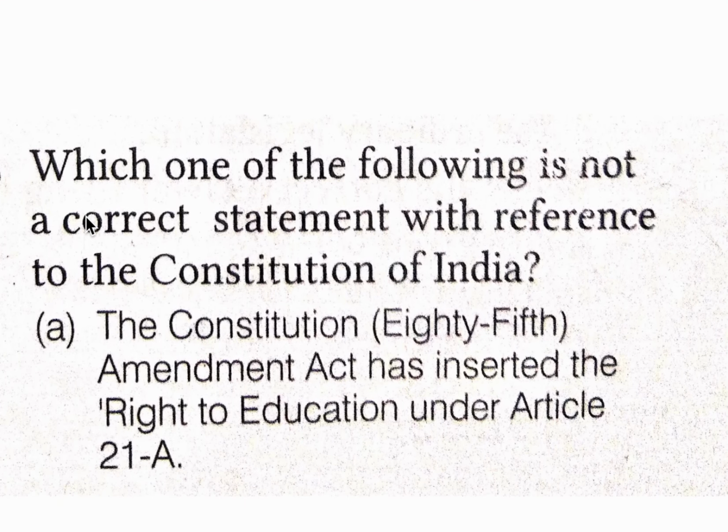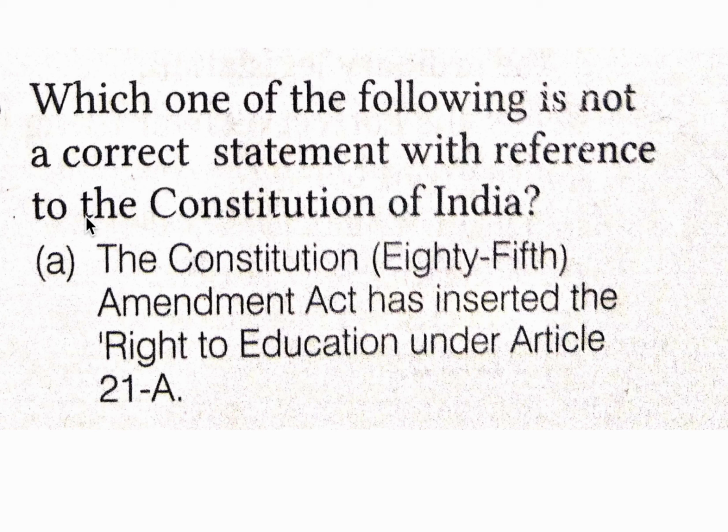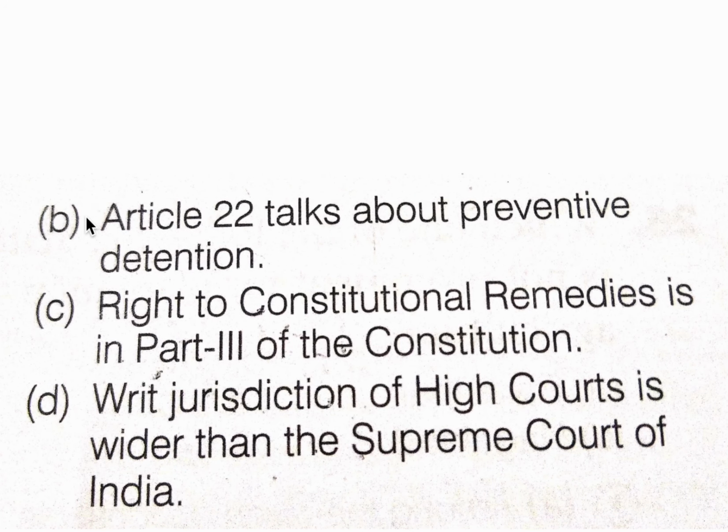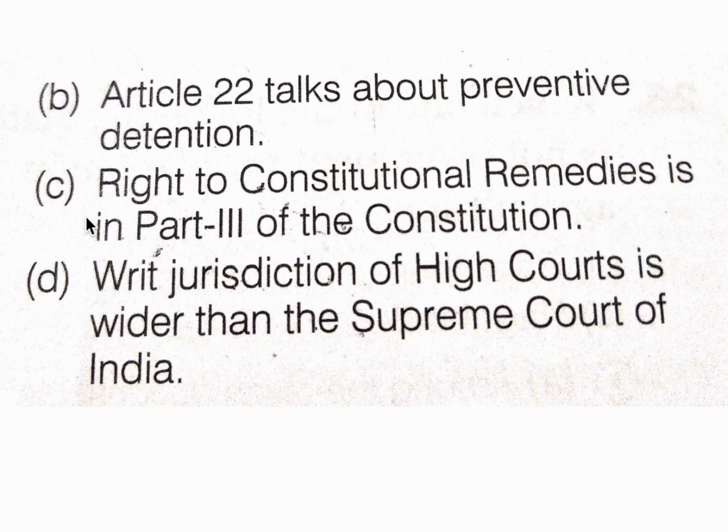Next question is, which one of the following is not a correct statement with reference to the Constitution of India? Option A, the Constitution 85th Amendment Act has inserted the right to education under Article 21A. Option B, Article 22 talks about preventive detention. Option C, right to constitutional remedies is part 3 of the Constitution. Option D, writ jurisdiction of High Courts is wider than that of the Supreme Court.